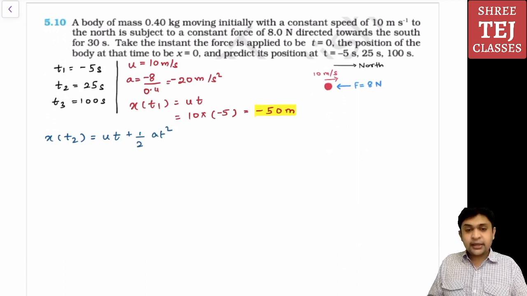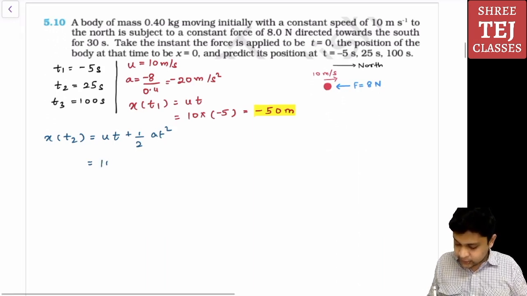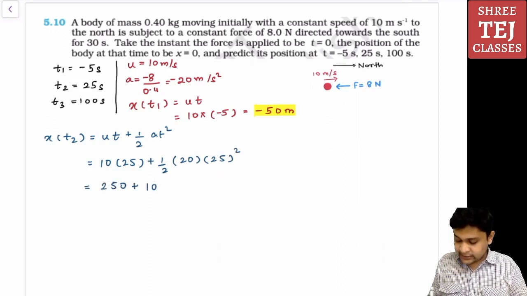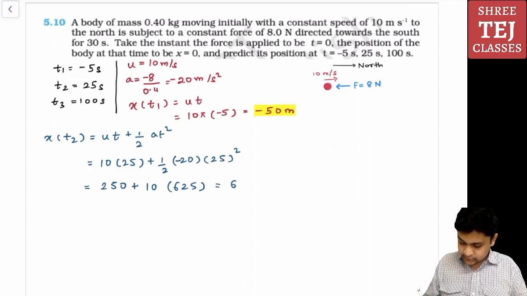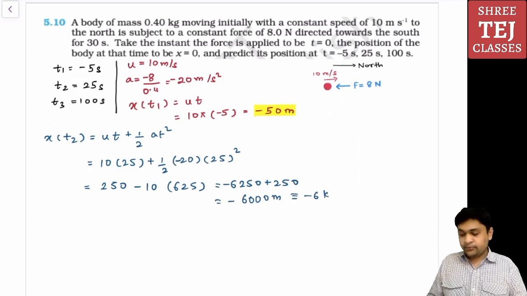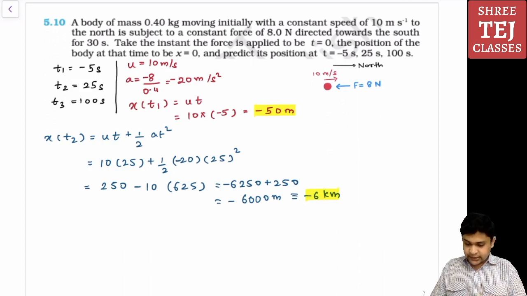So let us calculate x at time t2. So 10 into time is 25 plus half into acceleration is 20 and time is 25 square. So this is 250 plus 10 multiplied by 625, again with a minus sign here. So this is minus 6250 plus 250. So this would become minus 6000 meter, which is minus 6 kilometer. So now the position would be 6 kilometers towards the south.